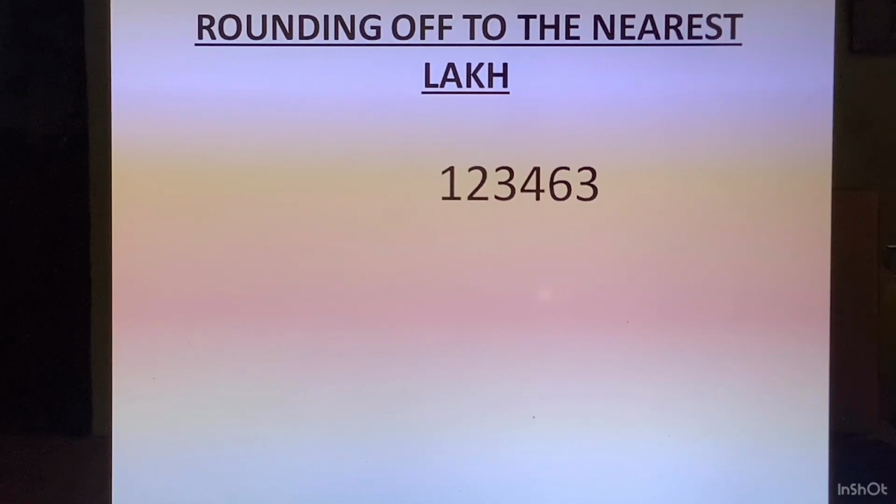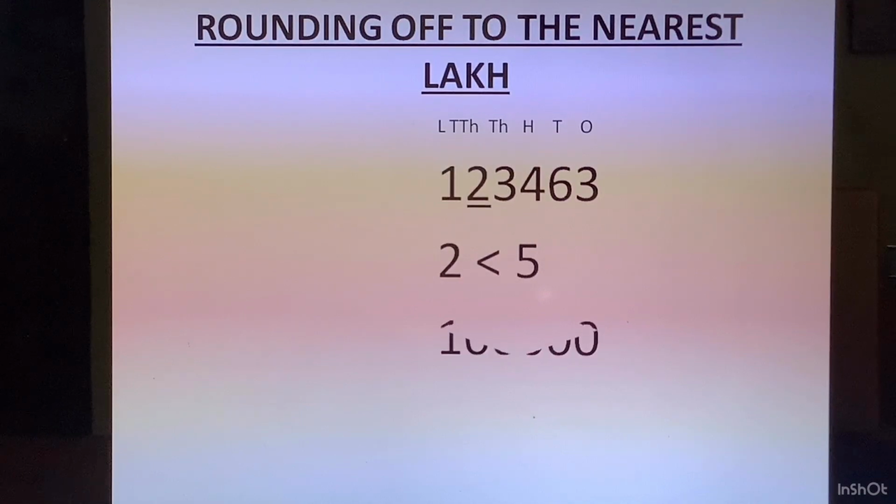Rounding off to the nearest lakhs. To round off to the nearest lakh, we will look at the digit on the right of it, which is the 10,000 place digit, which is 2 in this case. We'll compare it with 5. 2 is less than 5, so we will not change the digit at lakhs place. We will only change the digits after the lakhs place on the right to zeros. So the answer is going to be 100000.